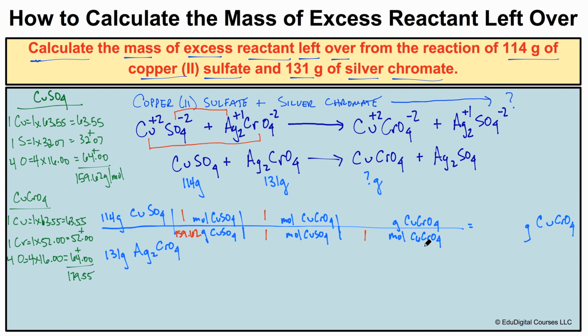So we know 1 mole of CuCrO4 is 179.55 grams. And when we put this in our calculator, we'll take 114, divide this by 159.62, then multiply by 179.55, and we're going to end up with 128 grams. So now we have to do this exact same process with our silver chromate here. So let's go ahead and start that process.